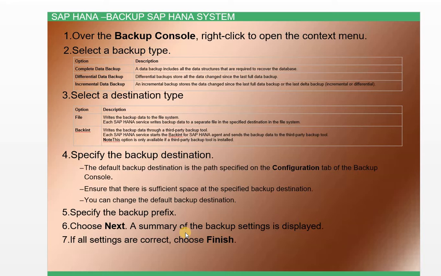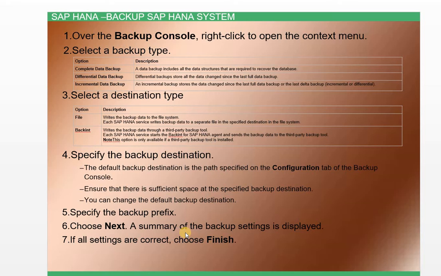Complete data backup includes all the data structures that are required to recover the database. Differential backups store all the data changed since the last full data backup. Incremental data backup stores the data changed since the last full data backup or the last delta backup, incremental or differential. Then select the destination type.